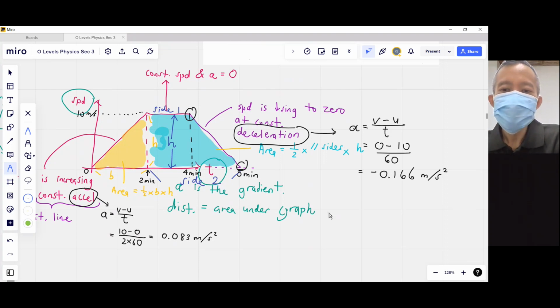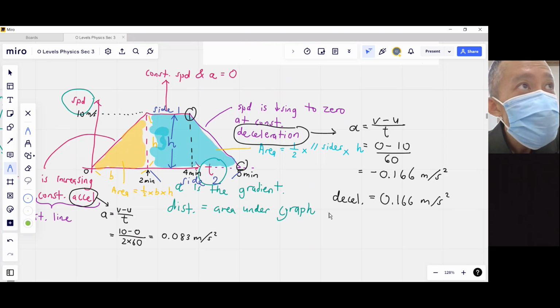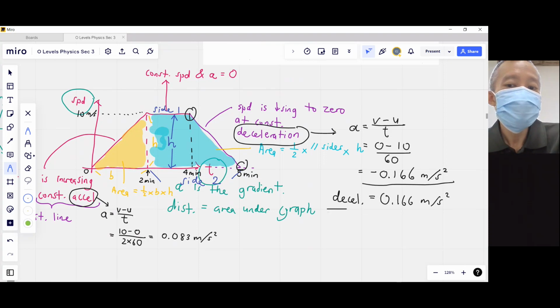But sometimes your school is very, very particular because they ask for deceleration. So if they ask for deceleration, you reverse this sign, so it becomes positive. By right, you have to reverse the sign. If they ask for acceleration, then yeah, the negative is there. But if they ask for deceleration, by right, the negative is no longer there. I don't know how fussy your school is about this.